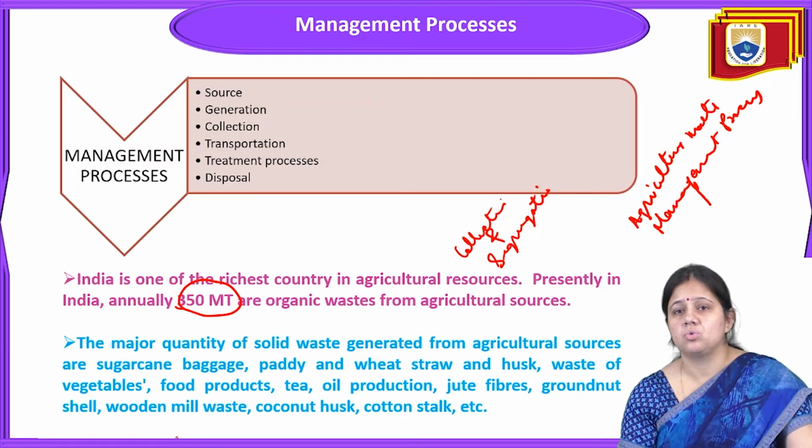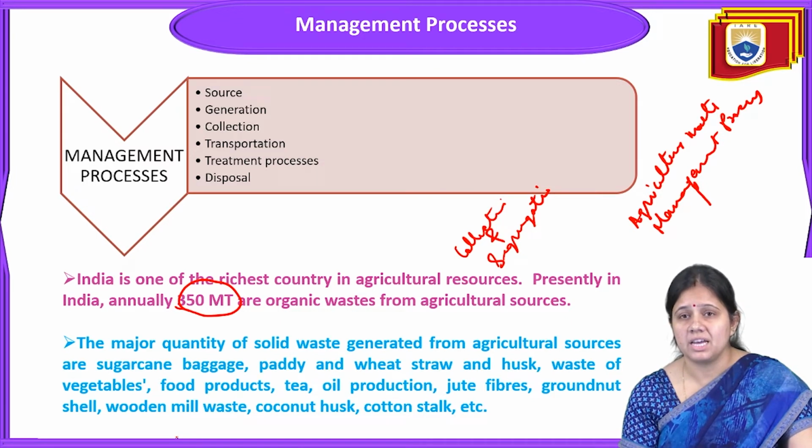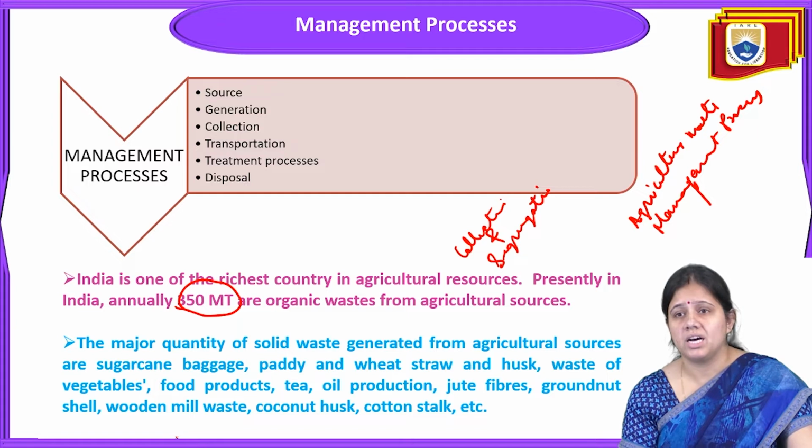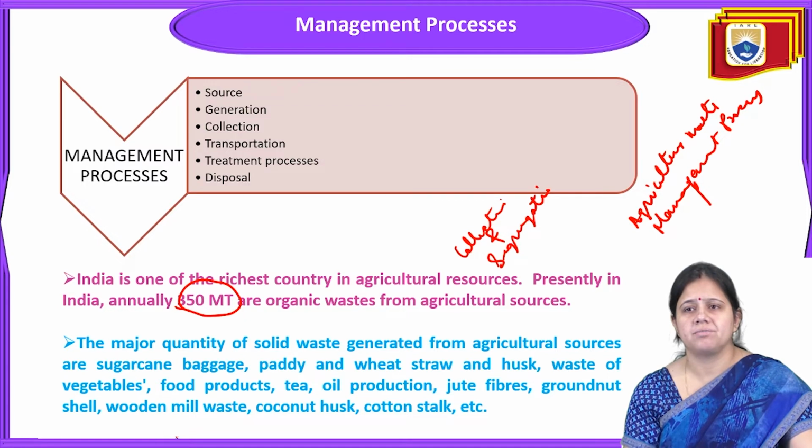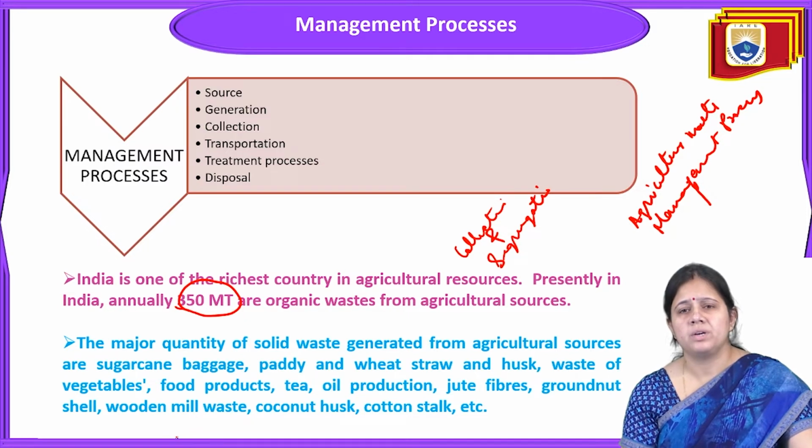So these are the examples of agriculture waste produced in very large quantity in India: sugarcane bagasse, paddy, wheat straw, husk, vegetable waste, food products, tea, oil production, jute fiber, groundnut shells, wooden mill waste, coconut husk, cotton stalk.